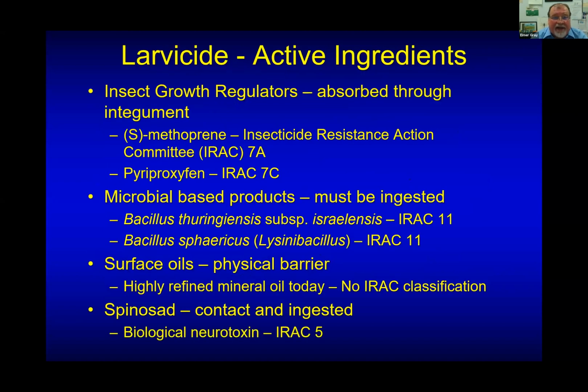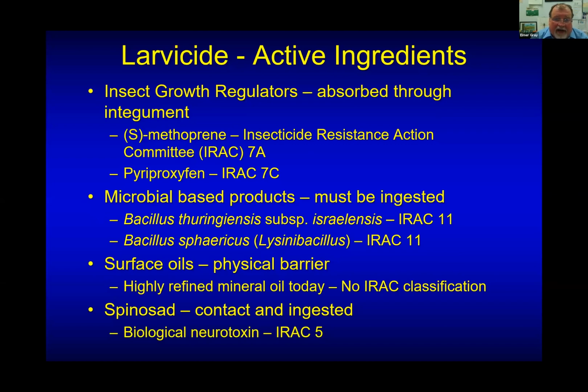The larvicide active ingredients, we basically have 4 groups. There are insect growth regulators, which are absorbed through the integument of the larval stage. S-methoprene is the most common and has been a long time standard. The Insecticide Resistance Action Committee, or IRAC classification, is a 7A. This describes the mode of action of the larvicide. Pyriproxyfen is also an insect growth regulator that's approved probably for storm drains. I don't think there's a floodwater formulation, so we're not going to talk about that anymore. Just want to touch base on it.